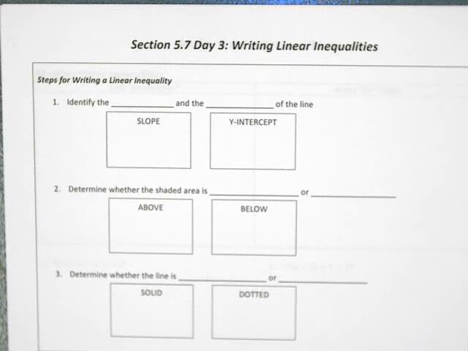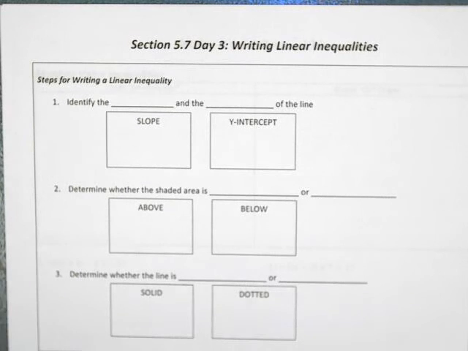We've been talking a lot about graphing linear inequalities on a two-dimensional graph lately. Today what we're going to talk about is writing the inequalities that would have created that graph. So what are the steps we're going to follow?